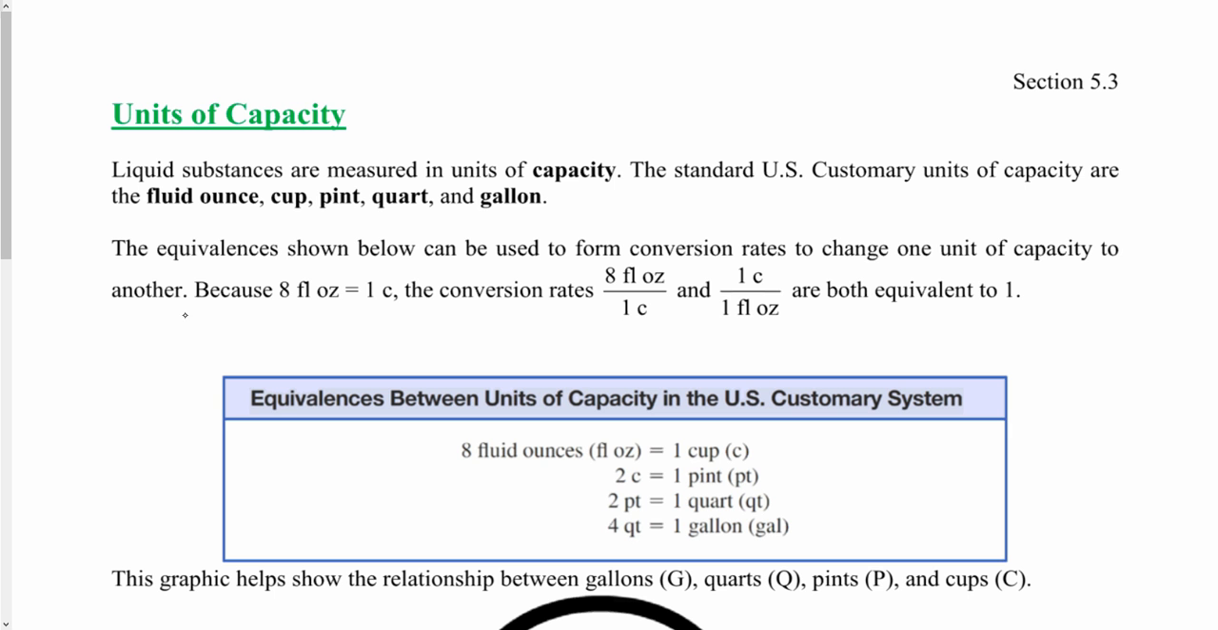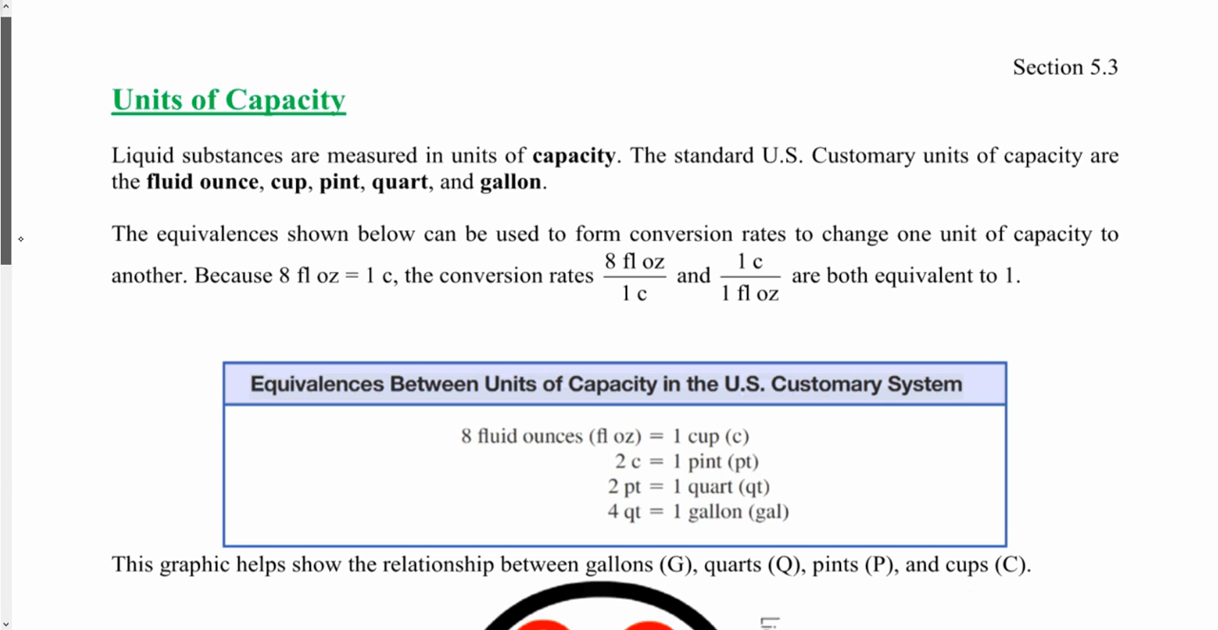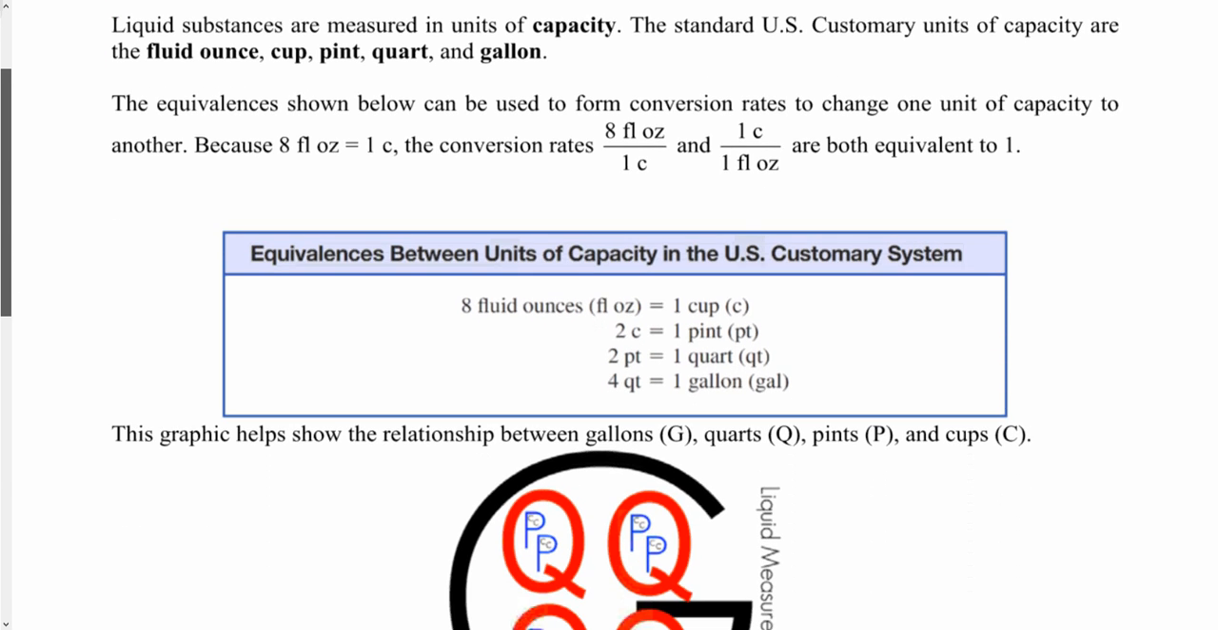So units of capacity, again, here in the United States, these are the measures that we commonly use. And if you're measuring in smaller amounts, you might use teaspoon and tablespoon as well. But we're going to stick with these. So 8 fluid ounces is equal to 1 cup. 2 cups equals 1 pint. 2 pints equals 1 quart. 4 quarts equals 1 gallon.